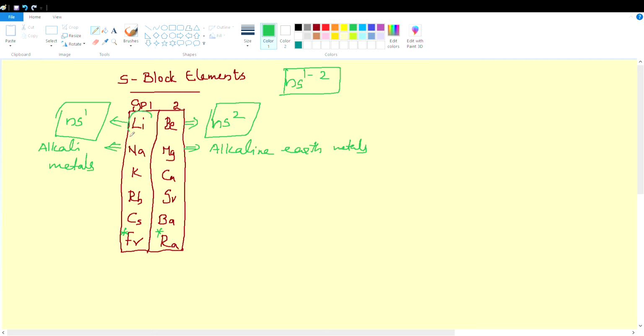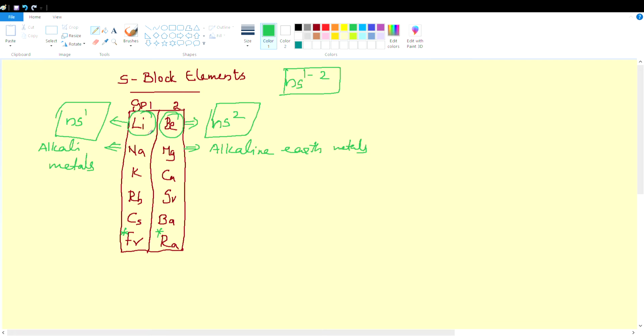The first member in every group shows properties different from the other members of the group. Lithium shows different properties, and beryllium is also different from other members of Group 2. This anomalous behavior shown by first members is due to their exceptionally small size. They have a high charge to radius ratio. They possess the highest ionization enthalpy and the highest electronegativity in a group. They do not contain d atomic orbitals in their valence shell. All these make these members behave differently from the other members of the group.